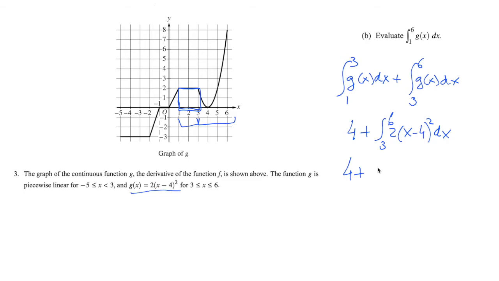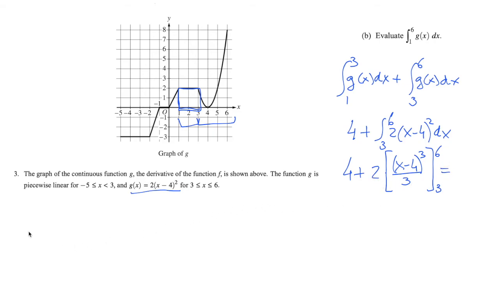Four plus, and then to integrate, since what is inside the bracket is x minus 4 and the derivative will be 1, we don't need to do u substitution or something like that. We can just integrate directly. So 2 times, and then x minus 4 to the power of 3 over 3, and this evaluated from 3 to 6. I took the 2 outside because it's a constant.